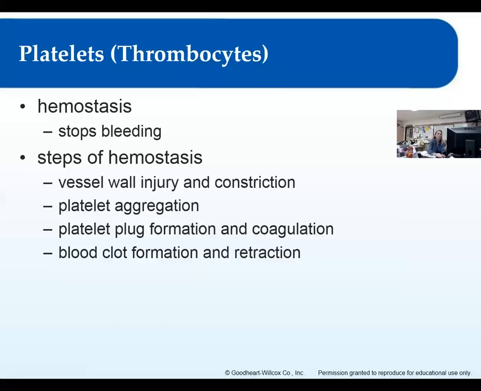I just always remember blood stays. I think stasis stays, like it stays in one spot. Now, don't get this confused with homeostasis. Hemostasis. Hemo is blood. So this is how our body actually stops bleeding.